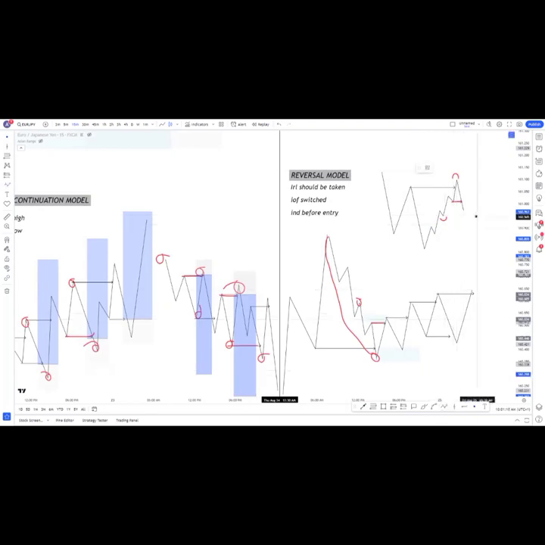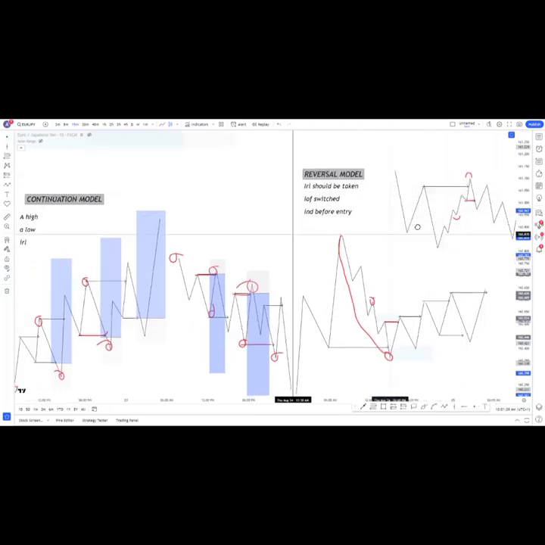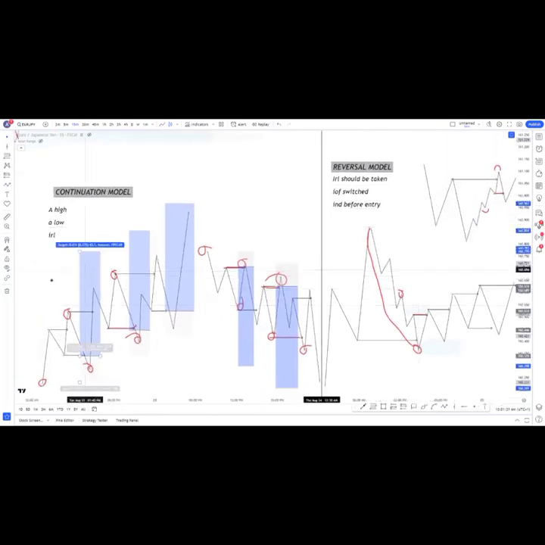So in most cases, it's better you just wait for price to either manipulate this or tap into this. Wait for the order flow to switch. Then your entry should have an inducement to make it high probability. Then you want to continue the sell. So this is the model for taking a reversal, while this is the model for taking a continuation.